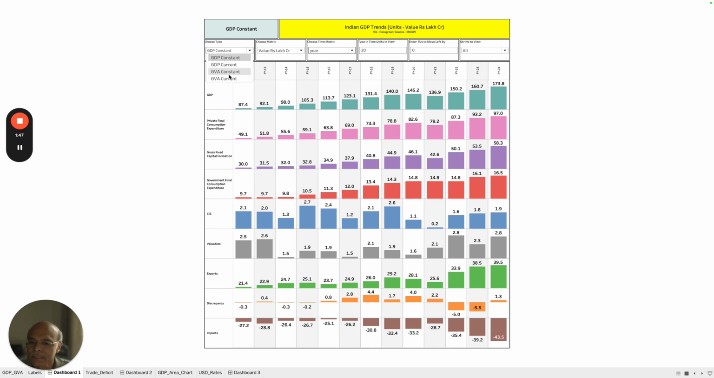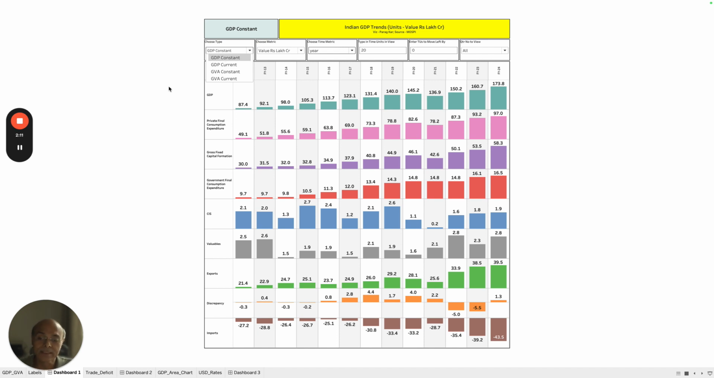GVA constant is the production way of calculating GDP. There are two ways of actually calculating GDP. One is the consumption mode, which is the GDP constant. Another is the production mode. Both of these are going to be mapped with each other, and I'll tell you how they get mapped. And then there is a factor called discrepancy, which gets adjusted in order to make those numbers align with each other. So discrepancy becomes very, very important.